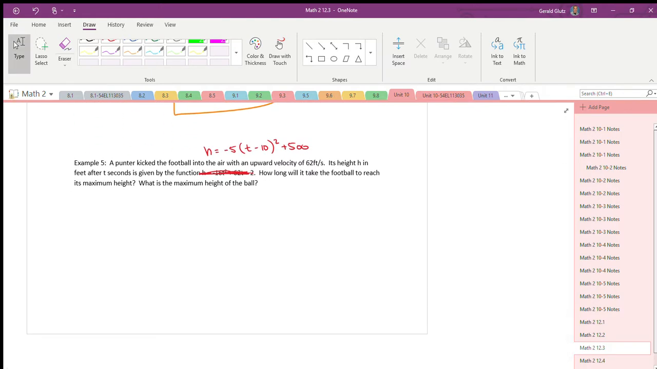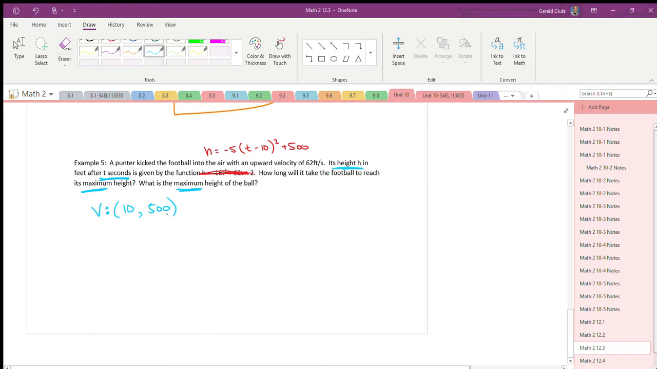And then finally, the last example. So a punter kicked a football into the air upward at a velocity of 62 feet per second, its height h, so h represents height, and we're using feet. T represents time in seconds. So how long will it take the ball to reach the maximum height, and what is the maximum height of the ball? So if I find the vertex, I'll pretty much have my answer. So the vertex of this equation is 10, change the sign to positive, 500.